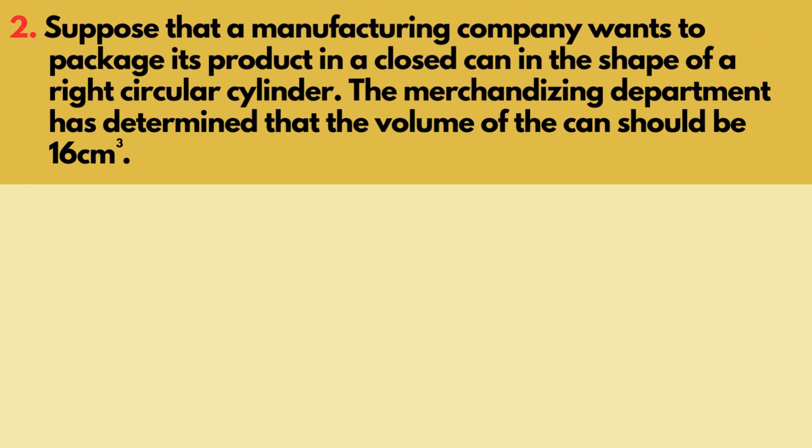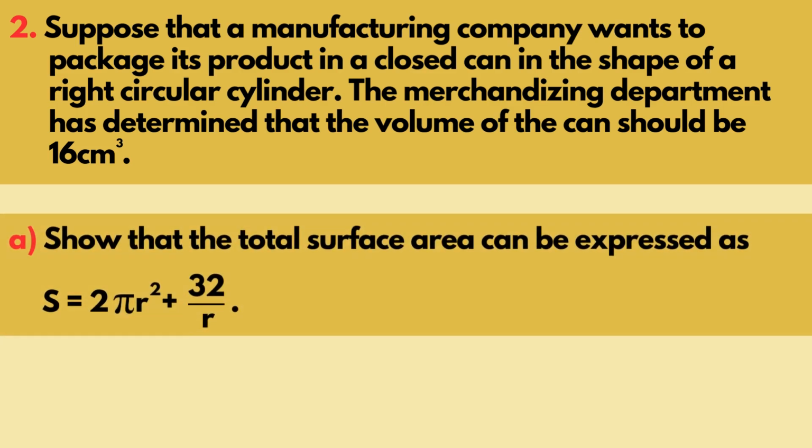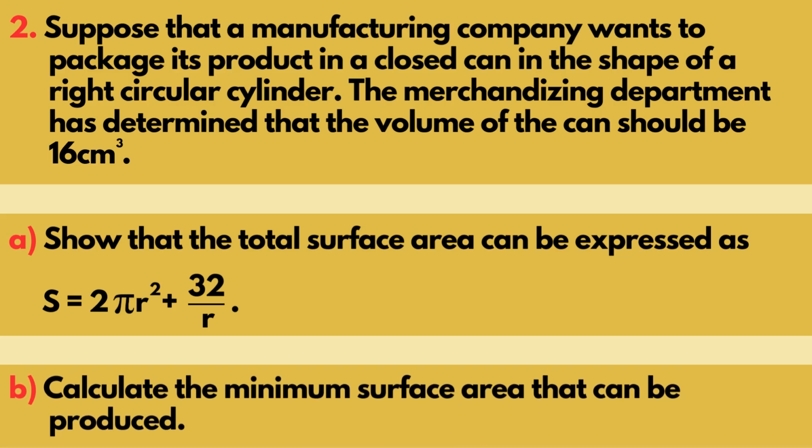Suppose that a manufacturing company wants to package its product in a closed can in the shape of a right circular cylinder. The merchandising department has determined that the volume of the can should be 16 cm³. Question A. Show that the total surface area can be expressed as S equals 2πr² plus 32 over r. Question B.